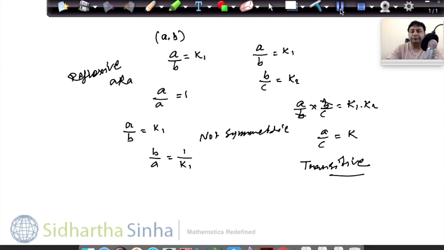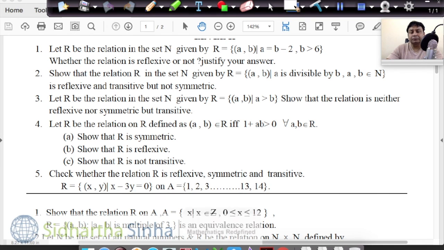Hence, this solves the purpose because we have to show that it's reflexive, transitive but not symmetric. Clear? So the rest of the sums you try. I'll be helping you in the class directly. Okay.